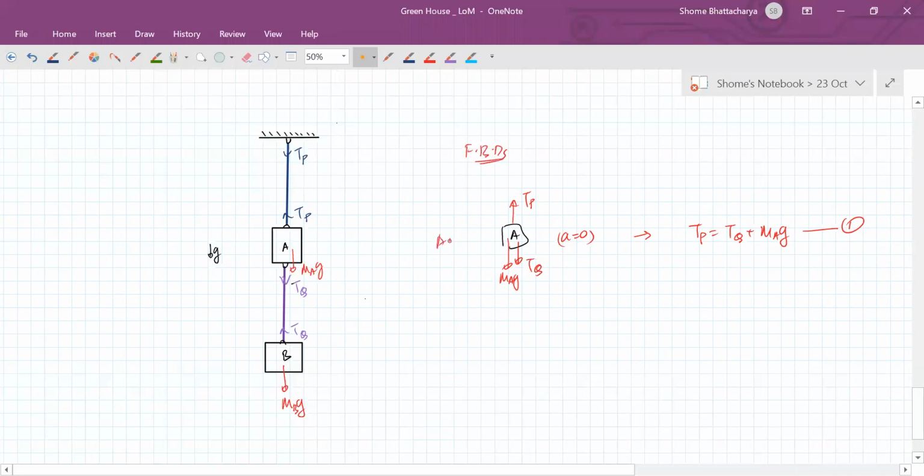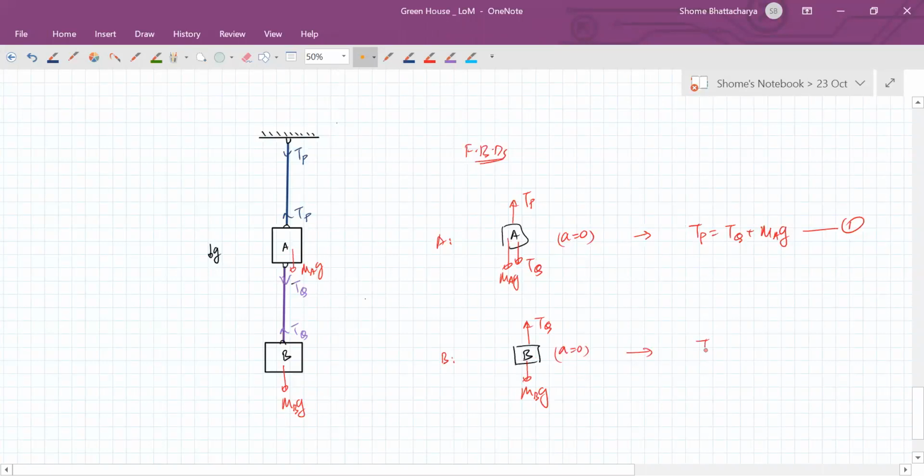This is for A, and now similarly for B. Like in a proper free body diagram, you should just show it like a particle, but here I am showing it like a block. It doesn't really matter. Okay. So now on this there is a tension TQ acting upwards and weight acting downwards. So only two forces. So this is the less complicated one of the two.